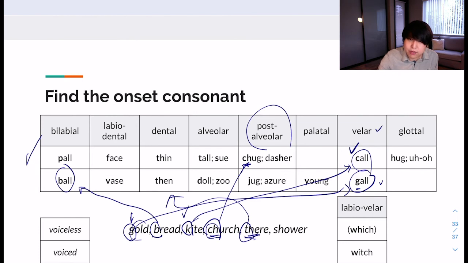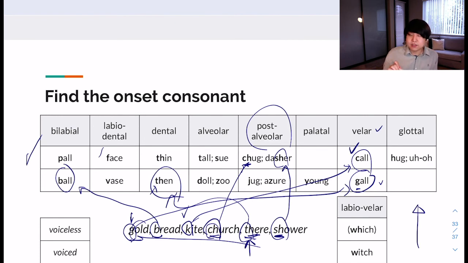So when you pronounce there, you don't say "there" with the th in thin. It should be the voiced counterpart of it. So this word there starts with the th sound in then, which is voiced and dental. Shower, sh. This is the sh sound, which is post-alveolar and voiceless. This is how you find the onset consonant in the table of English consonants.